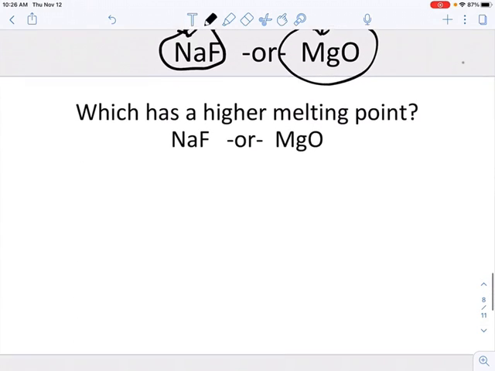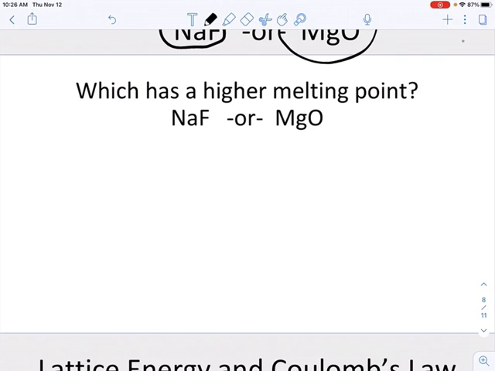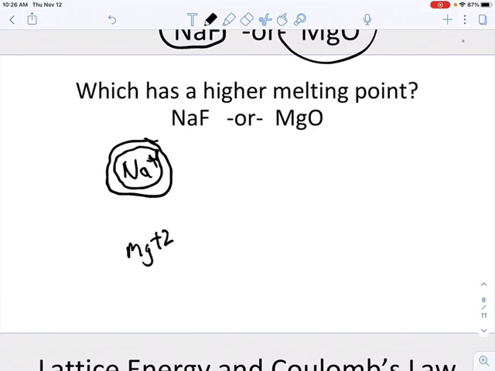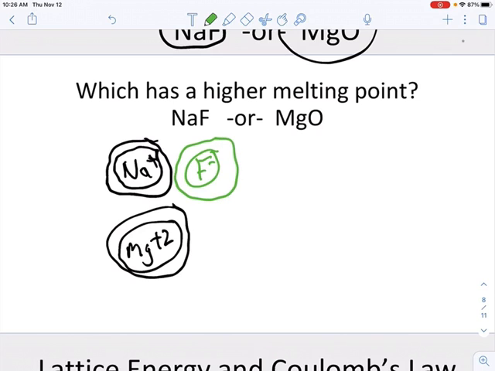Okay, so how do we compare the melting points of these substances? Well, let's draw them. I just said that the sodium ion, which has 10 electrons, I'm not going to draw the electrons, I'm just going to draw its 2 energy levels, is about the same size as the magnesium ion, which has a charge of +2. The sodium is just +1. Okay, so these ions are about the same size. Now, these ions are bonded to anions. Sodium is bonded to fluoride, which is also about the same size as oxygen.